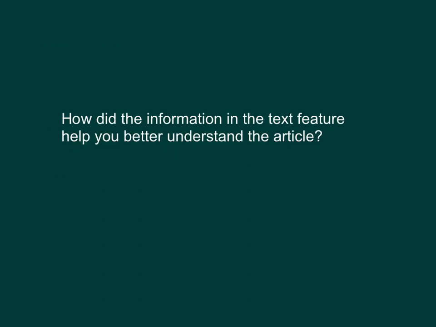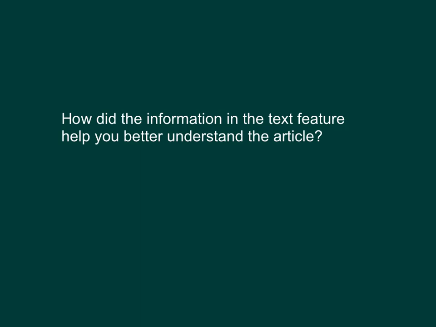So here's the big question. How did the information in the text feature help you better understand the article? Remember, when we used the science text, we talked specifically about what the article told us. Then we gave what the text feature told us, and we looked for a way to combine them so that we understood why that text feature made sense to be paired with that article.